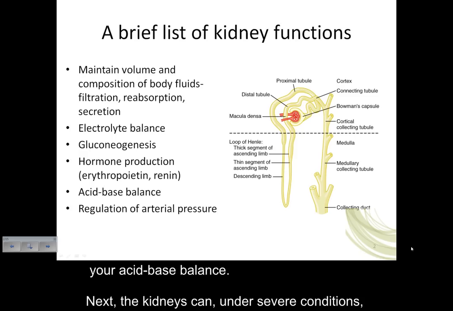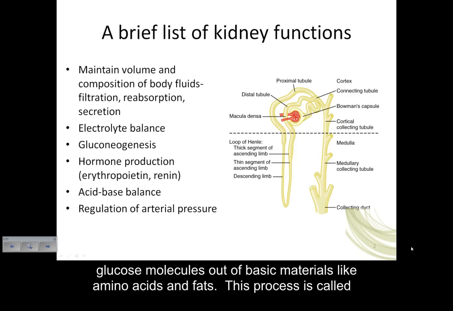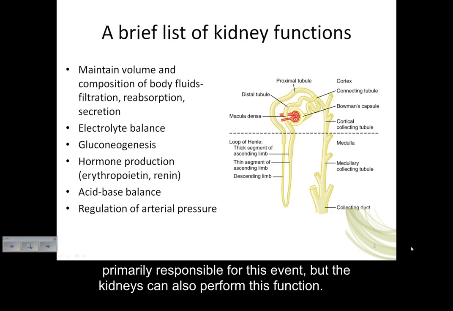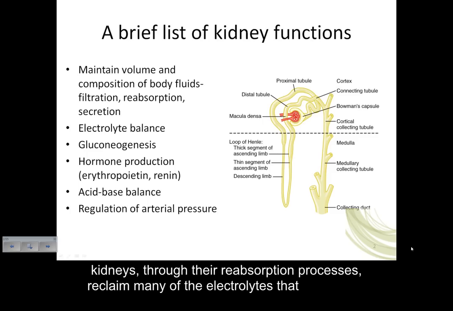Next, the kidneys can, under severe conditions, help make new glucose molecules out of basic materials like amino acids and fats. This process is called gluconeogenesis, and it helps to maintain blood glucose levels. The liver is the organ primarily responsible for this event, but the kidneys can also perform this function.